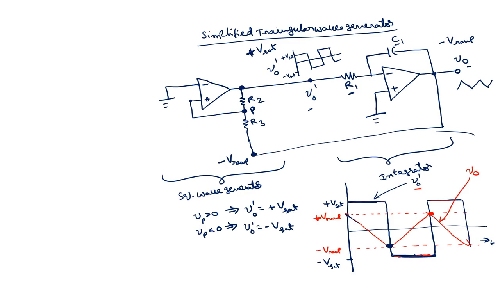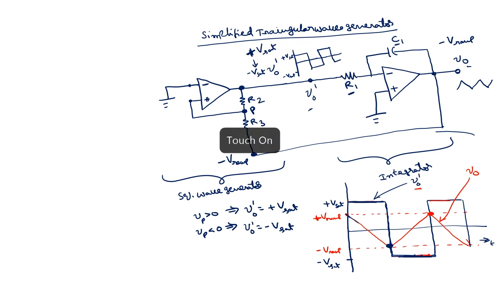If this capacitor discharges to a value which is slightly more than this V ramp, what happens? This voltage will be less than this voltage. As a result, this plus Vsat now becomes minus Vsat. That is why at this point, slightly just above this V ramp, there is a transition from plus Vsat to minus Vsat.